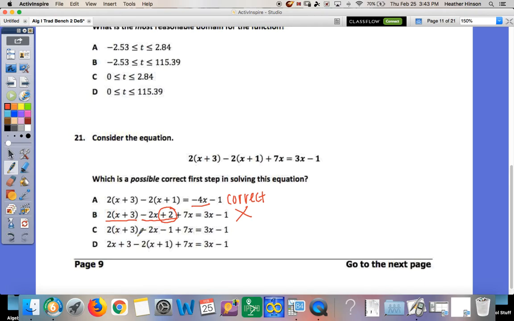This one, they did the same thing. They distributed that second parenthesis, but again, we're supposed to get negative 2x minus 2. They got minus 1. So they distributed the negative, but not the 2. So that one's incorrect as well. For D, they distributed the first parenthesis, so 2 times x is 2x. 2 times 3 is 6. Is that what they got? No, they didn't distribute it out to the 3. So that's why that one's incorrect. So the answer is A.